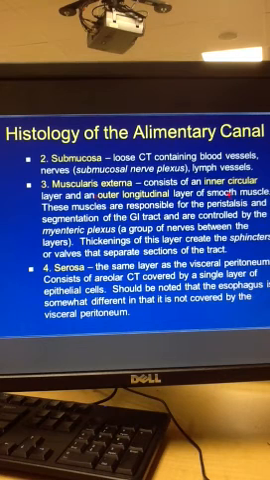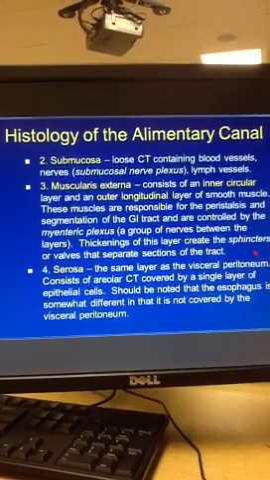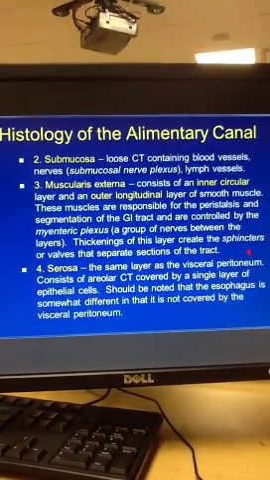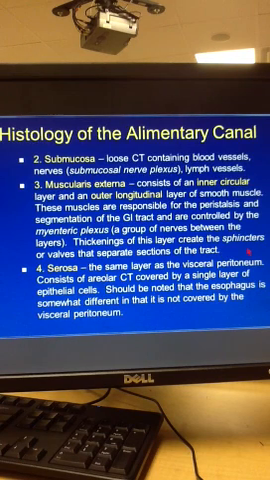The muscularis externa, in all regions except for the stomach, consists of an inner circular band and an outer longitudinal layer of smooth muscle cells. And as I mentioned, these are the ones that are responsible for the movement of the food bolus all the way down through the GI tract. So peristalsis begins in the esophagus, continues all the way down to the anus. And then the serosa is the outermost layer.